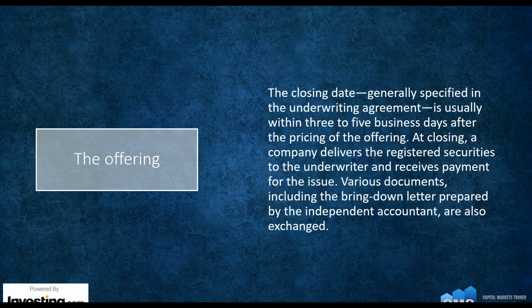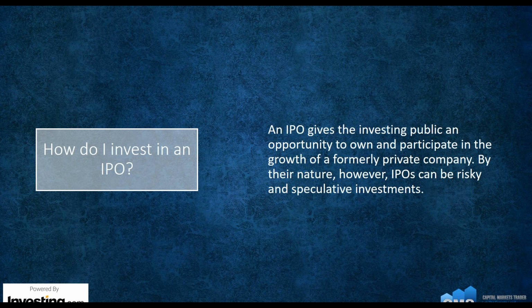Then the closing date, generally specified in the underwriting agreement, is usually within 3 to 5 business days after the pricing of the offering. At closing, a company delivers the registered securities to the underwriter. Once he receives them, he can then take them to the exchange. But he must receive them, okay? And they must receive payment for the issue. Various documents, including the bring down letter prepared by the independent accountants, are also exchanged. There's lots of formalities.